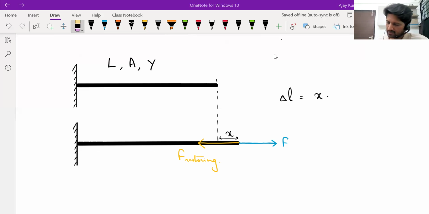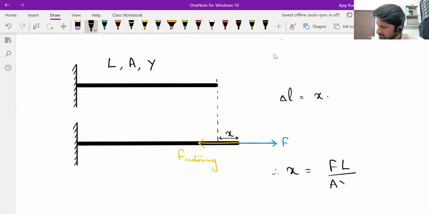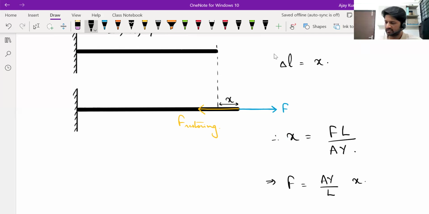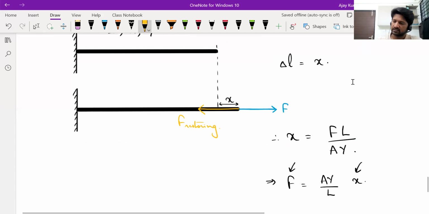Okay. How much is the stress? F by A. So how much should the elongation be? FL by AY should be the elongation. That means F should be equal to AY by L multiplied with X. The force needed to get a particular elongation is this much. And this is what is interesting. The force becomes proportional to X. Greater the elongation you want to produce, greater the force you need to apply.